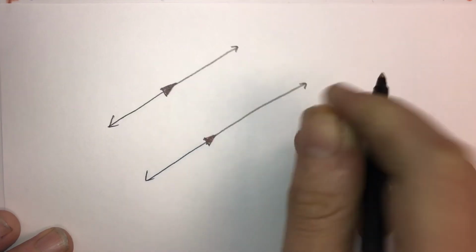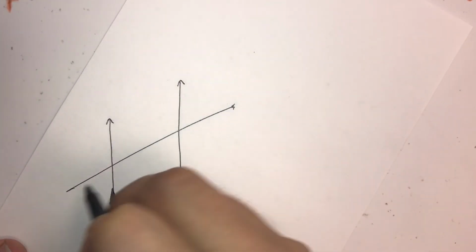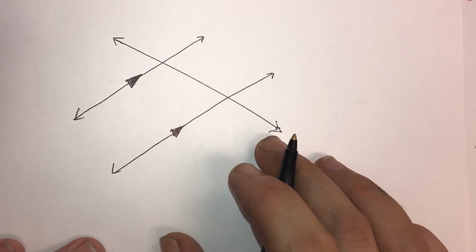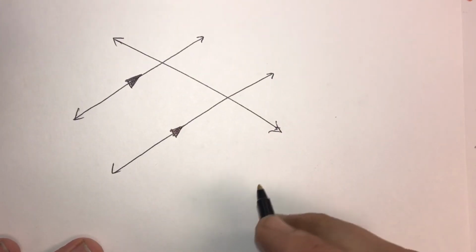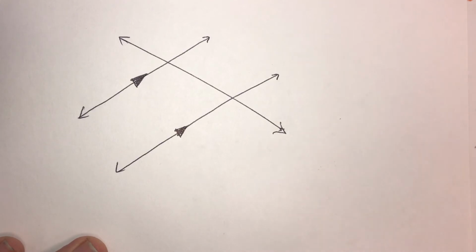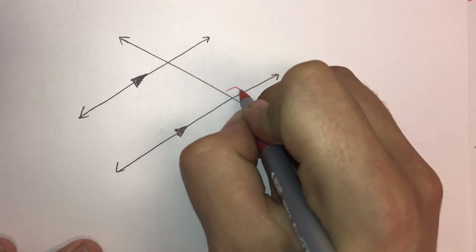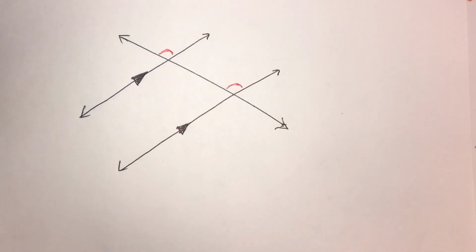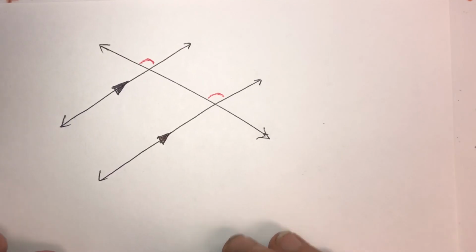So if I have two parallel lines that are being transversed, postulate 15 says that corresponding angles are congruent. So I'm going to mark a couple congruent angles here. Actually, just two. All right.